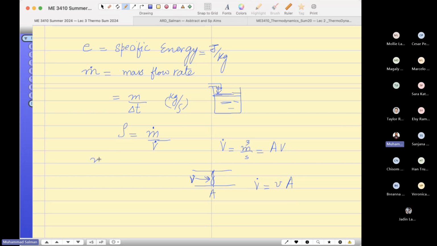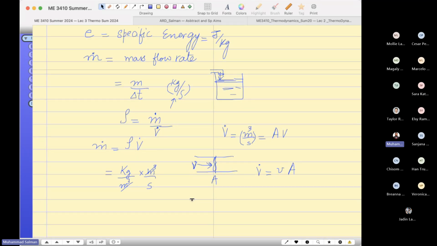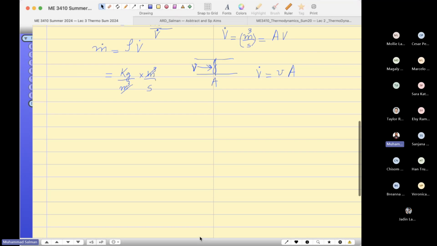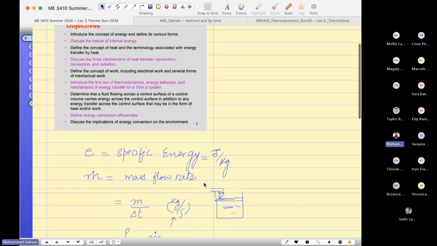If I write down the mass flow rate in terms of density, can I write it like this? Yes, I can. The unit of density is kilogram per meter cubed, and the unit of volume flow rate is meter cubed per second. Finally, you will get your unit kilogram per second. This is how you will have consistency in the units. This is the big picture which I'm telling you.